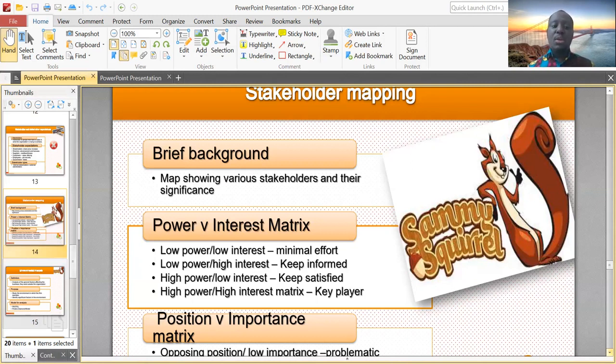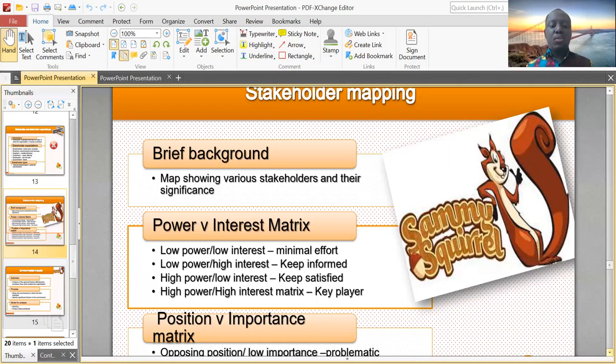You also have another group who have high power and low interest. You see how the dynamics are playing out. So what does this exactly mean? If someone has high power and low interest, you need to keep them satisfied because they have the power to change things that can affect you. So you always need to keep them satisfied. You need to be sure that they are okay. Because they have power, they can influence a lot of things.